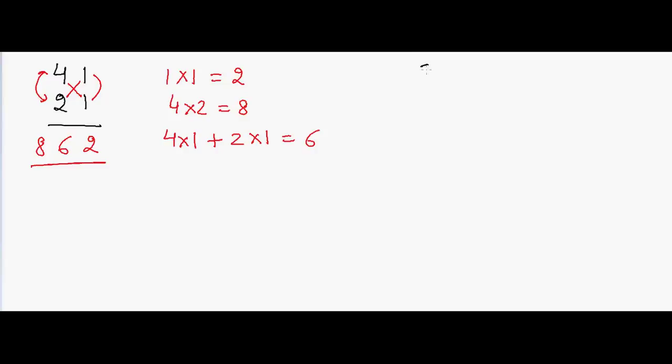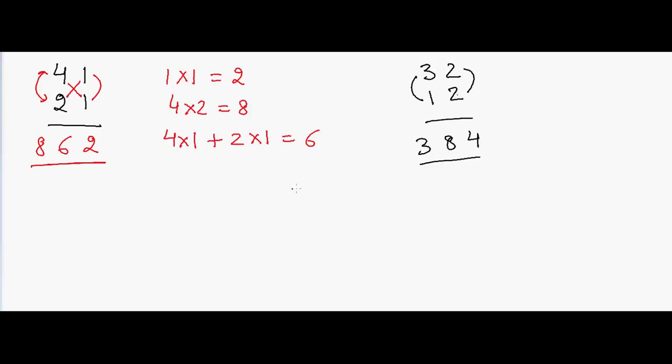If I have 32 and I want to multiply it by 12, so how will I do that? 2 into 2 is 4, 3 into 1 is 3, 3 into 2 is 6, 6 plus 2 is 8. So answer is 384. So these were easier examples.